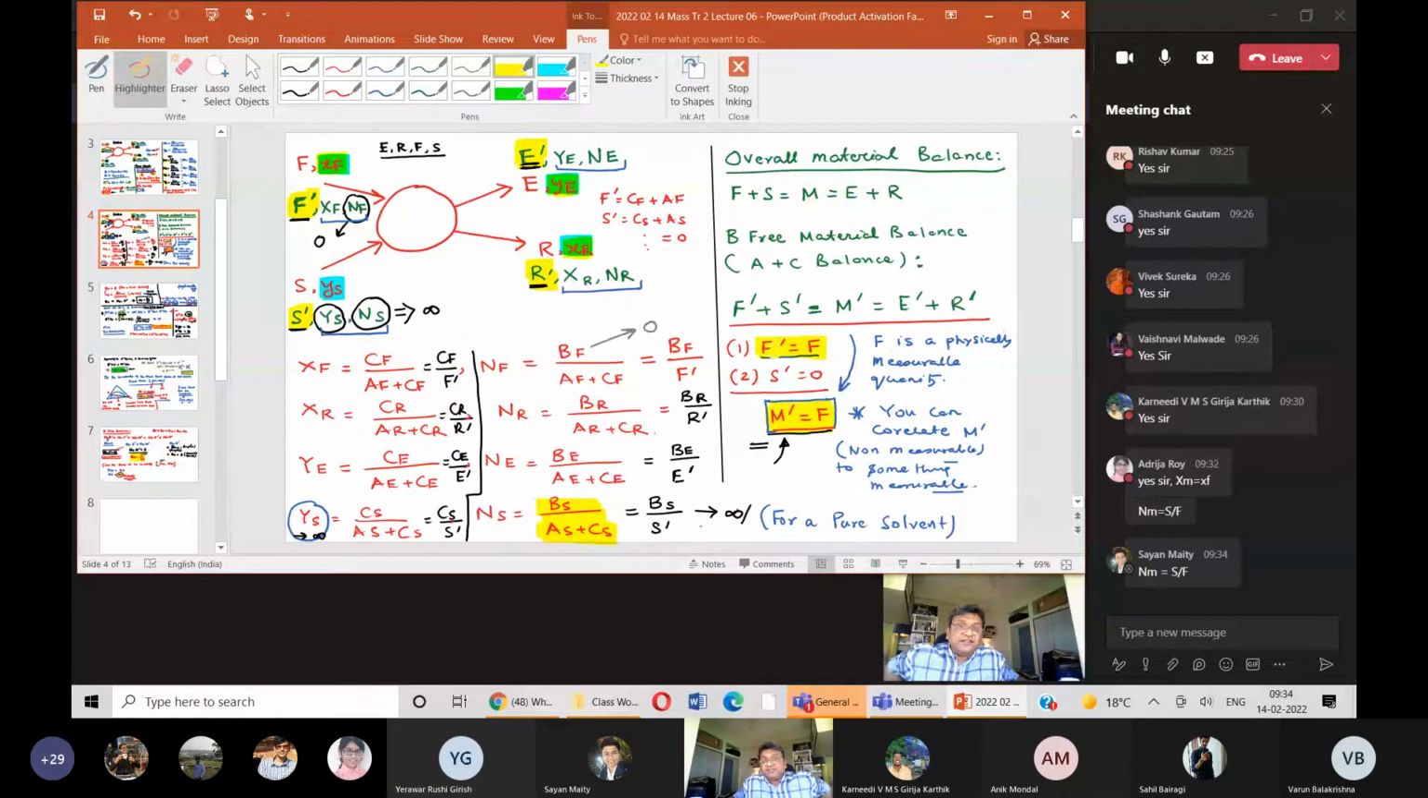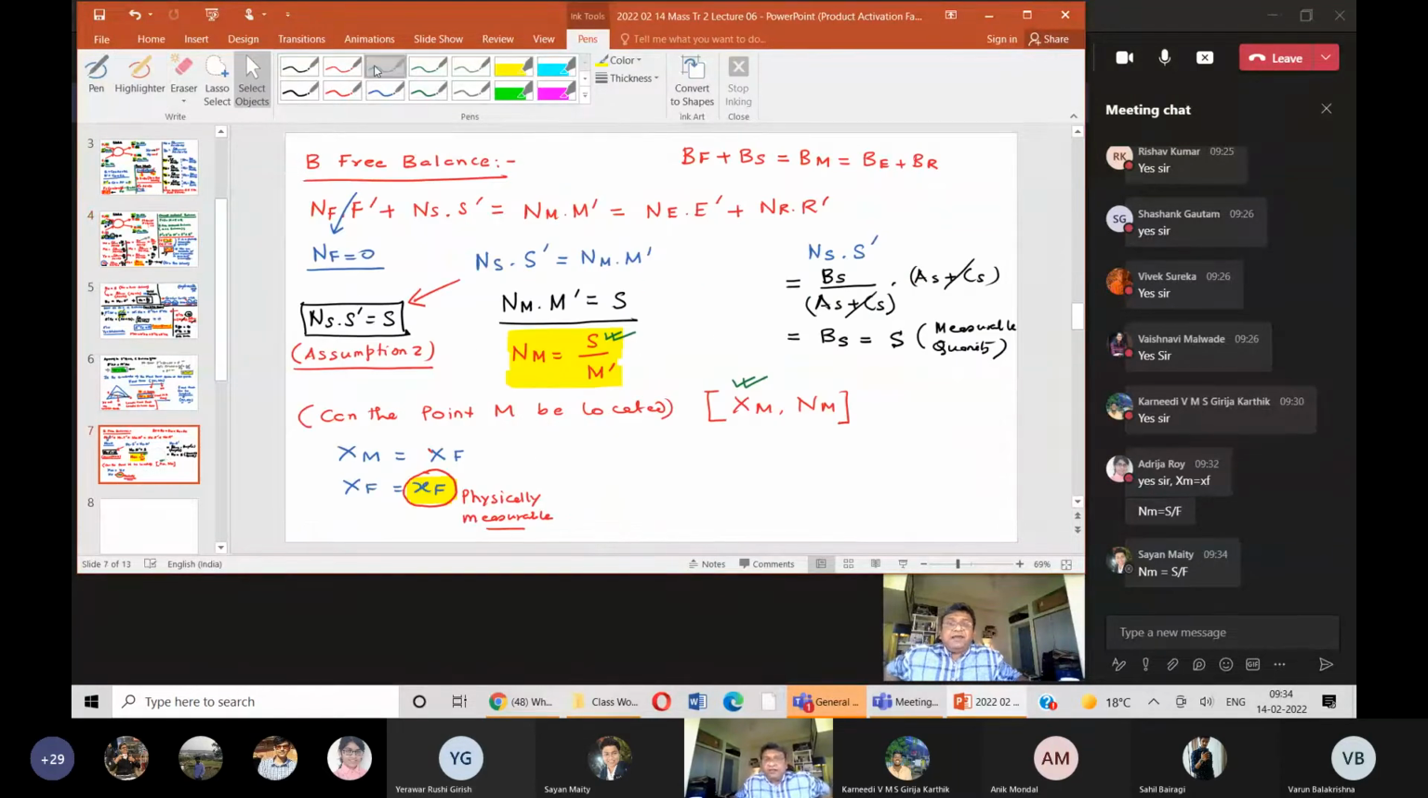These are not the easiest concepts. There is reason for me to get annoyed today. So you see, nobody will teach you so slowly and carefully so that every point becomes clear. So somewhere we have shown M dash is equal to F dash, which turns out to be equal to F. Therefore, the expression of NM turns out to be S by F. What is the advantage? The advantage is both are physically measurable.